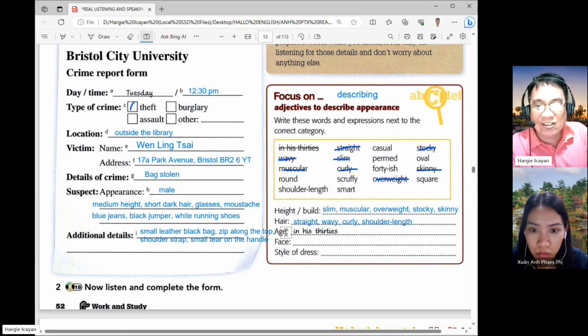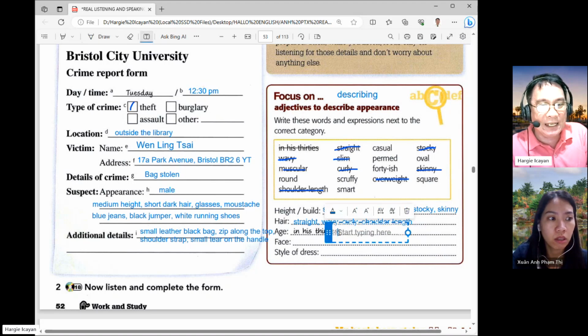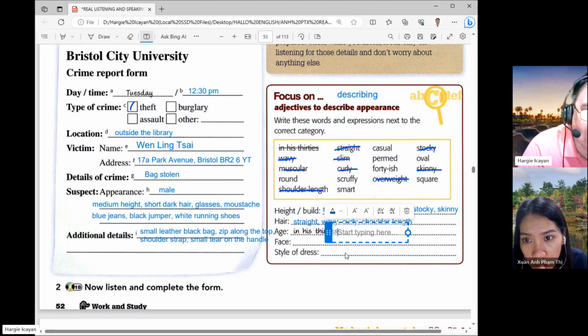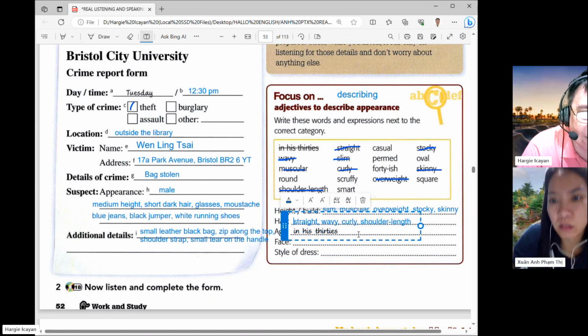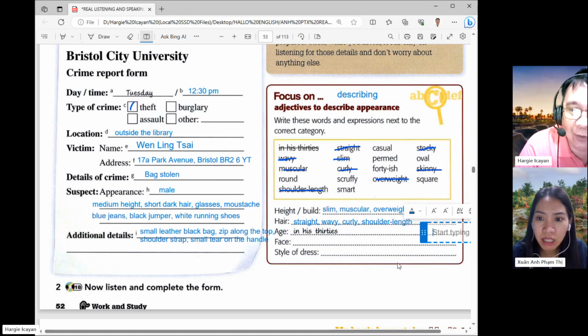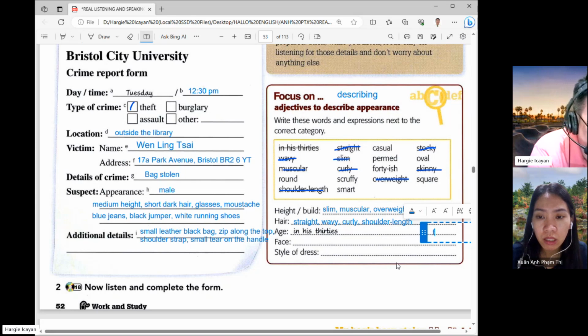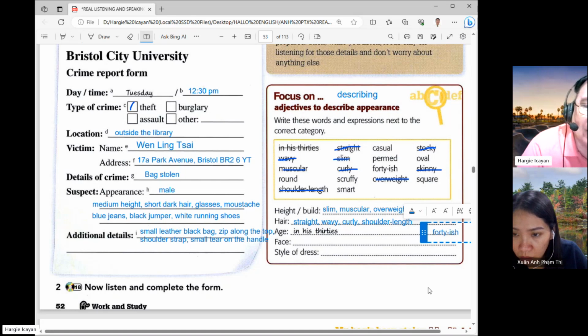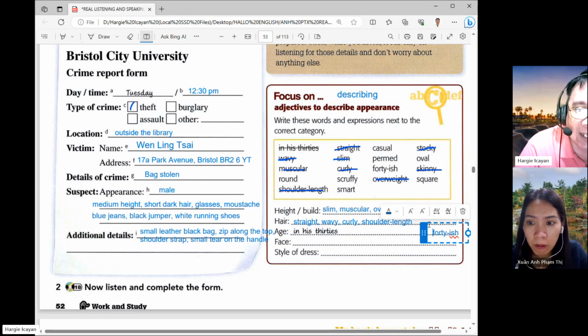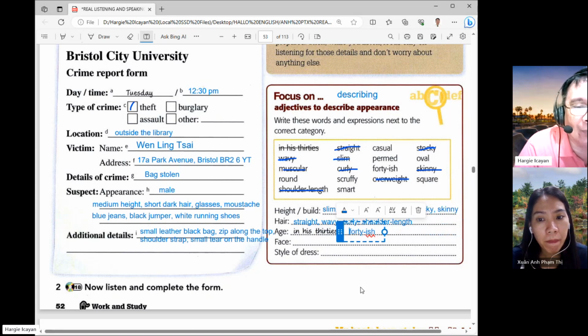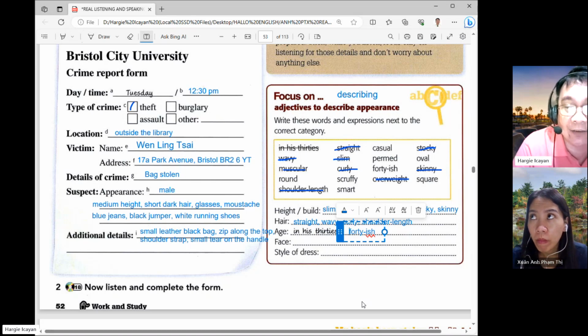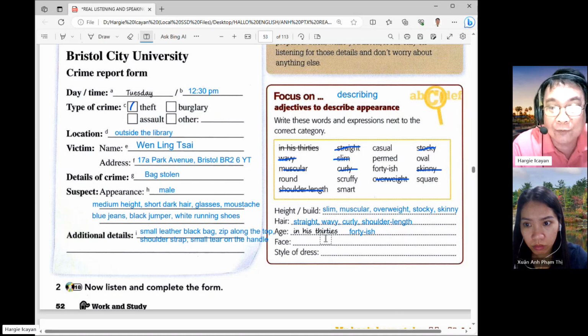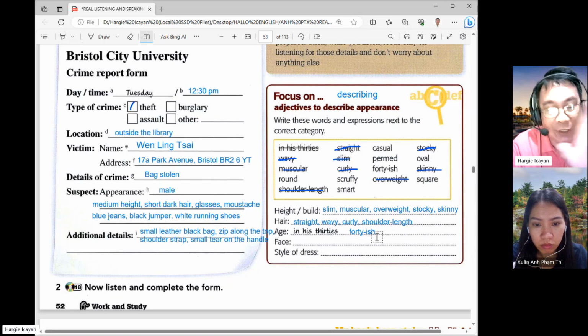Okay, next. So the age is there. Aside from in his 30s, we still have there 40s. Yes. So we can also say he's in his 40s, right? So 40s means around 40 years old. That means it's going to be from maybe 31, 32, 33, 34, 35, 36, 37, 38, 39, 40, 41, 42, something like that. So if in his 30s, that's 31 up to 40. In your 40s, that means it's going to be 40-something.